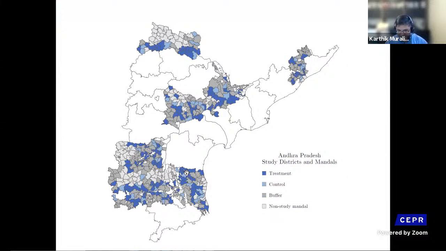So here, for example, down here, you'll see that there's this control guy who just completely randomly happens to be surrounded by treatment guys, right? Whereas out here, you have control mandals that are surrounded by non-treated areas. And so that gives you a sense of how you're going to get this kind of orthogonal spatial variation in how much spillover exposure you have.